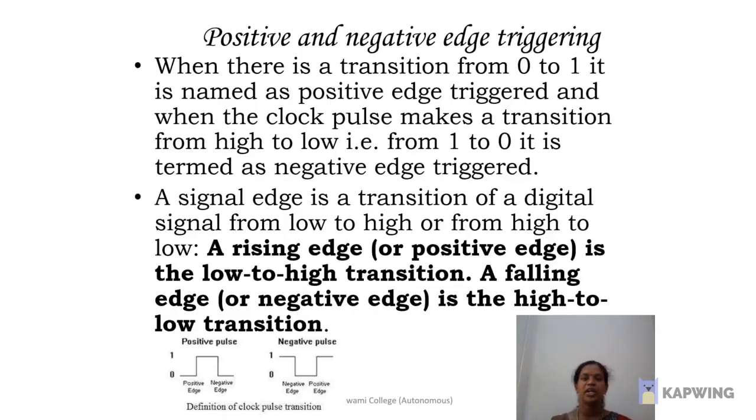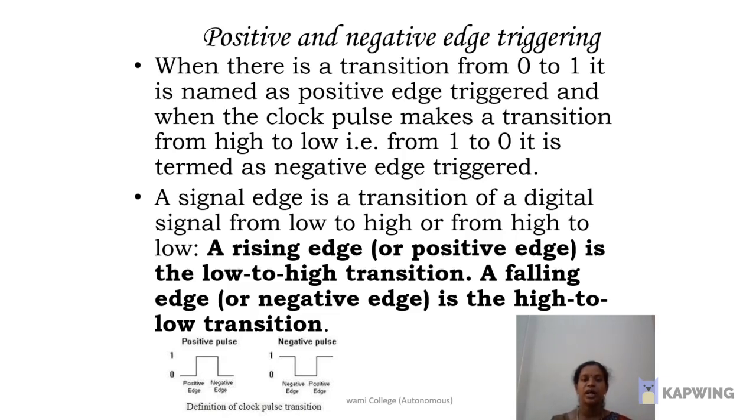Positive and negative edge triggering. When there is a transition from 0 to 1, it is named as positive edge triggered. And when the clock pulse makes a transition from high to low, that is from 1 to 0, it is termed as a negative edge triggered.